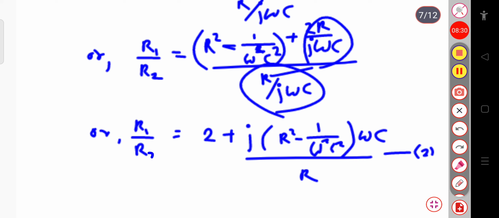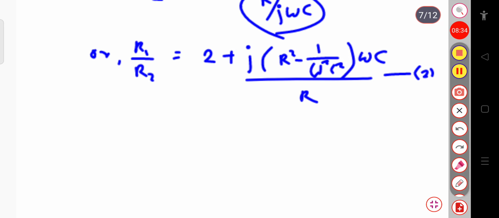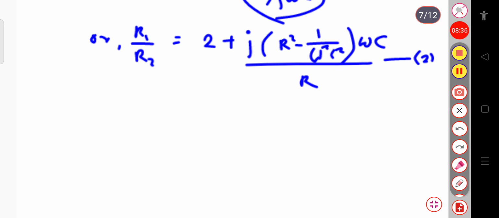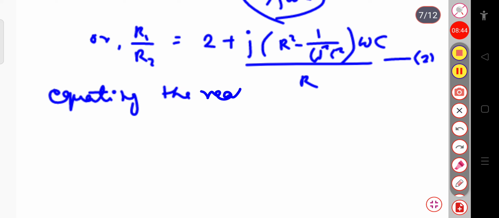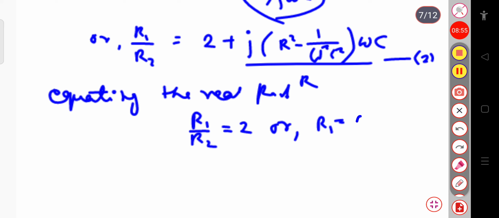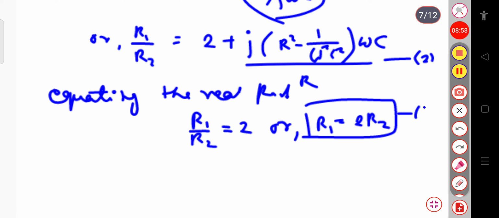Now if I equate the real part, then this R1 by R2 will be equal to simply 2. So here, equating the real part, we will get R1 by R2 equal to 2, or simply one resistor will be twice of the other, twice of R2. This is suppose equation number 3.